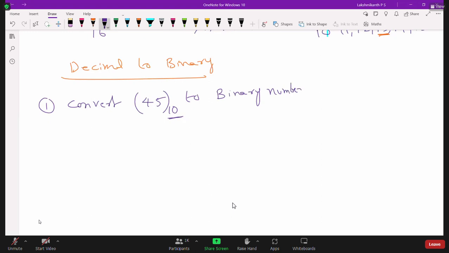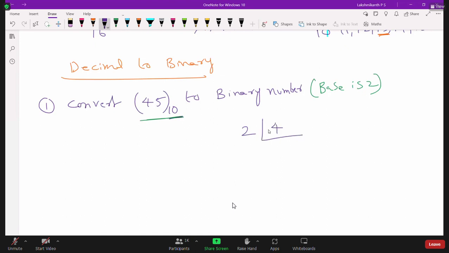So binary means what? Binary is nothing but base 2. So the binary number system is the base 2 system. Whatever number they have given, this number is in base 10, the decimal number system. How to convert it into the binary number system? You have to divide this number by 2. So let us divide this number by 2.